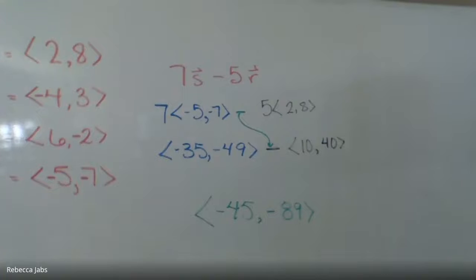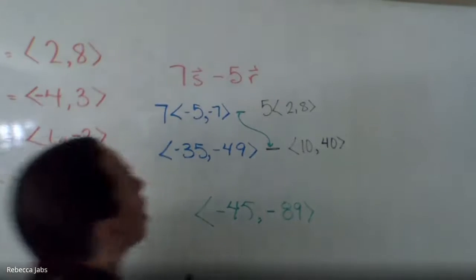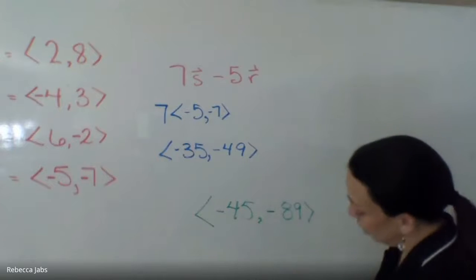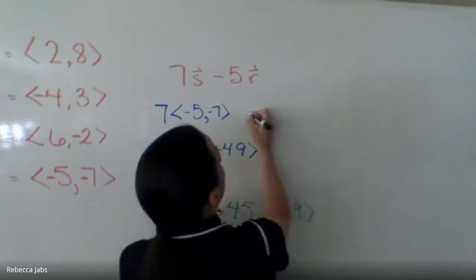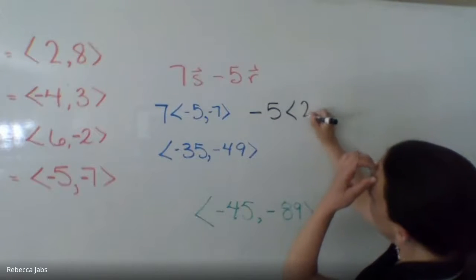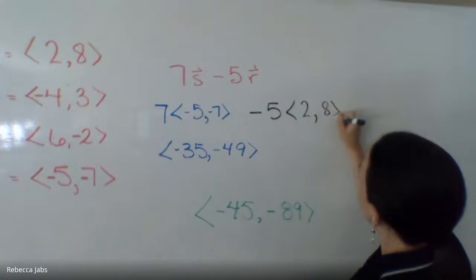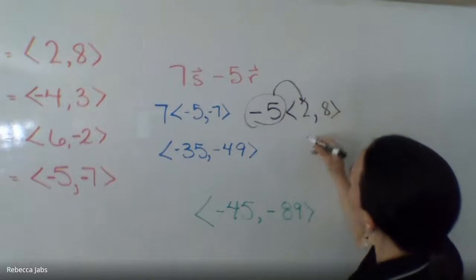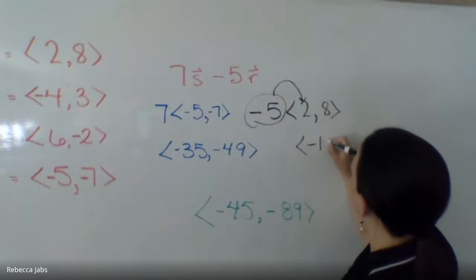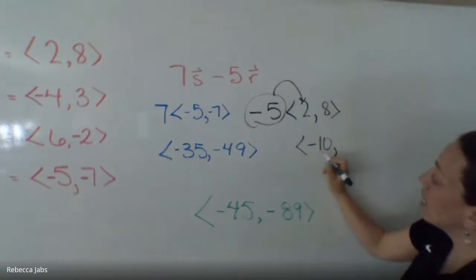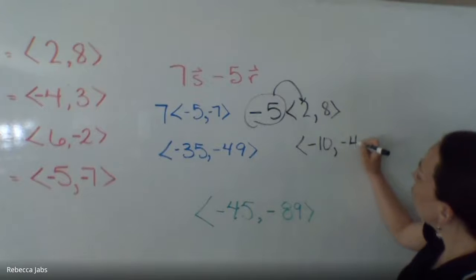It is okay for you to distribute a negative 5. But let me do this. And the reason I want to go through this is because there are some people who are mistakenly doing this. If I distribute a negative 5, it becomes a negative 10 inside and a negative 40 inside.